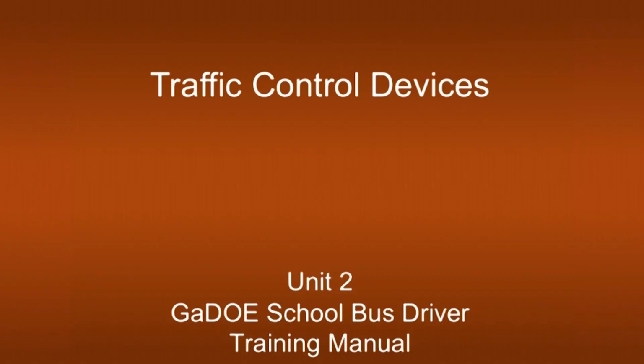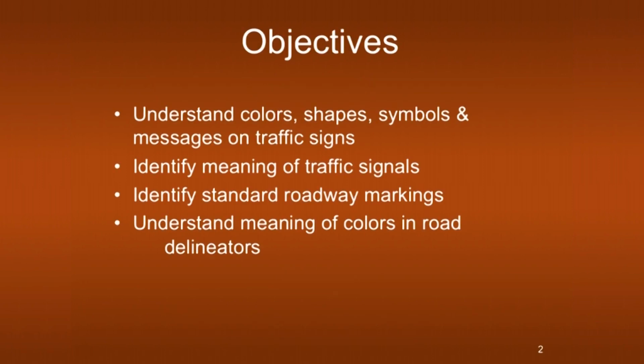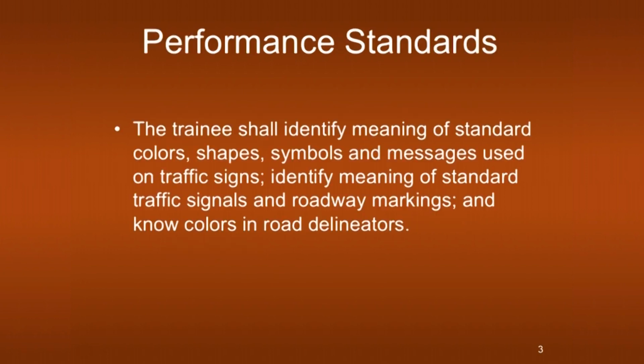We're now going to be talking about Unit 2 from the Georgia Department of Education mandated training for school bus drivers. This unit is on traffic control devices. Our objectives are to understand the colors, shapes, symbols, and messages on traffic signs, to identify the meaning of traffic signals, to identify the standard roadway markers, and understand the meaning of the colors in road delineators. Performance standards, you should be able to identify the meaning of standard colors, shapes, symbols, and messages used on traffic signs, identify the meaning of standard traffic signals and roadway markings, and know the colors in road delineators.